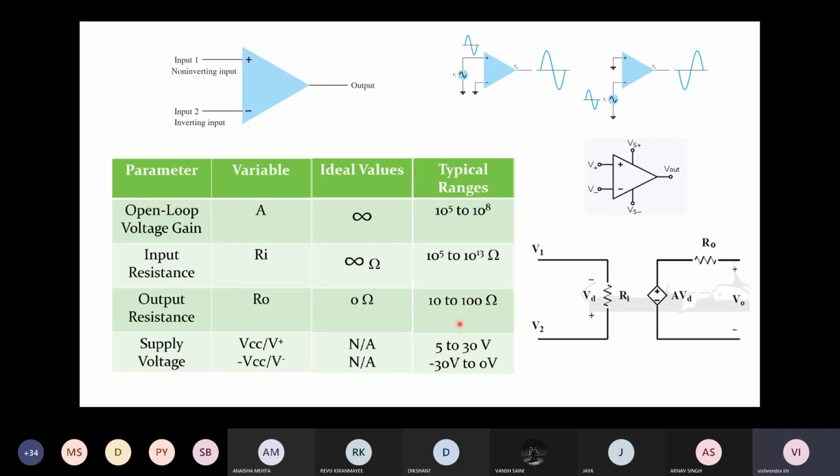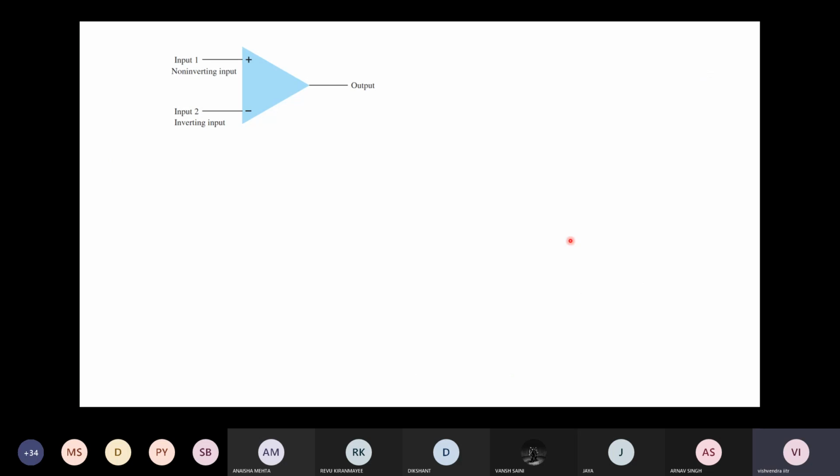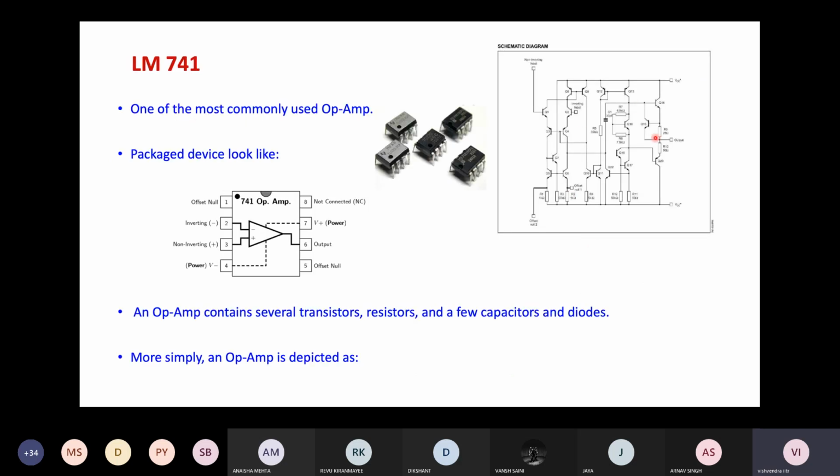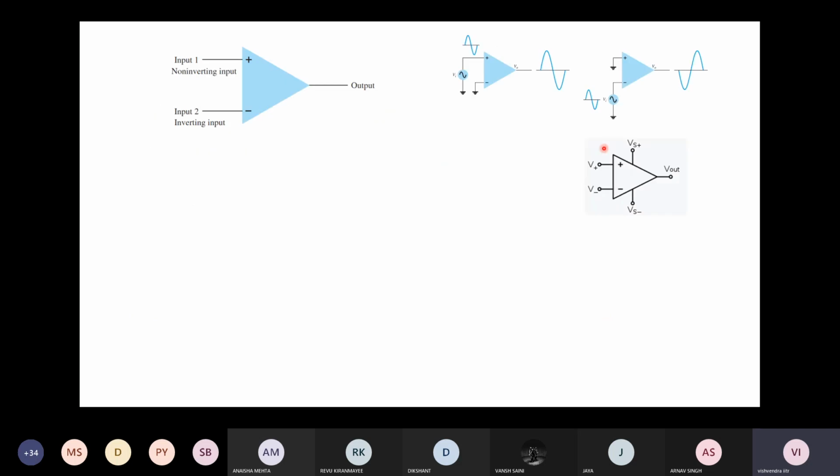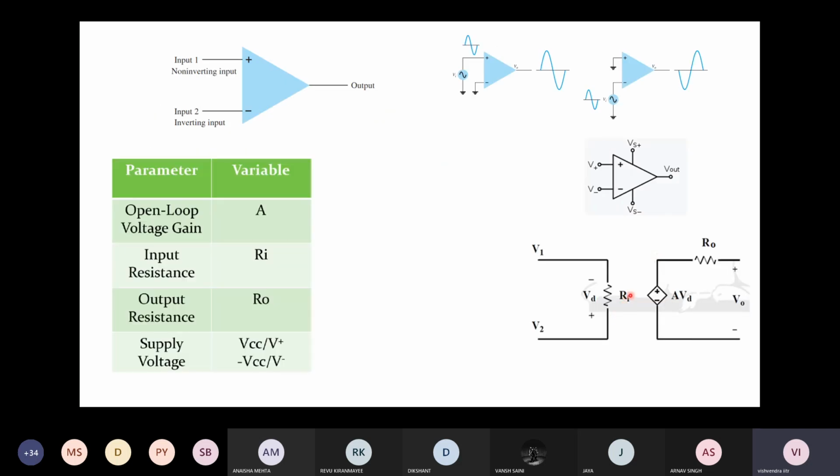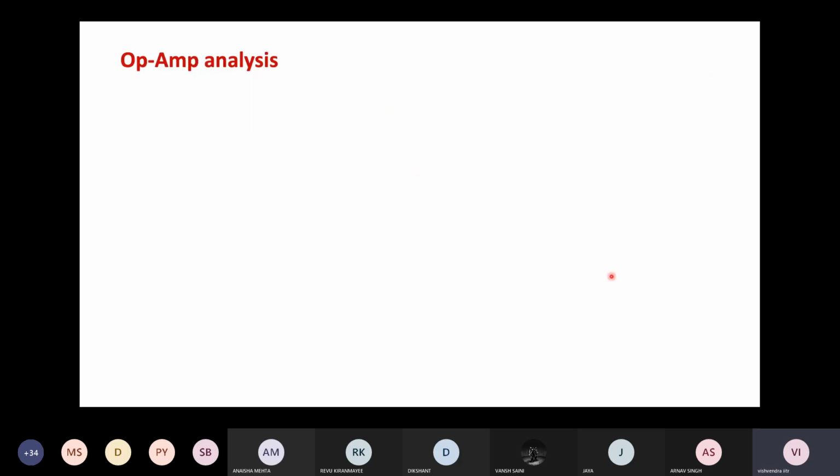So this is the equivalent circuit. If somebody asks you what is the equivalent circuit of an op-amp, this is the full circuit diagram. This is the equivalent circuit diagram. But generally, we do not need to care too much about it. What we need to care about is these things.